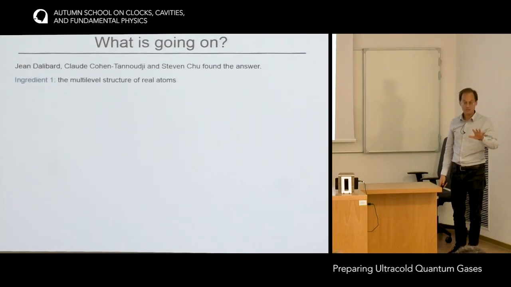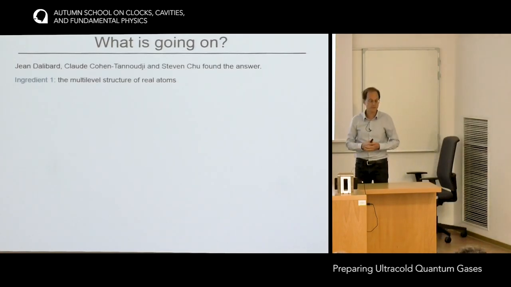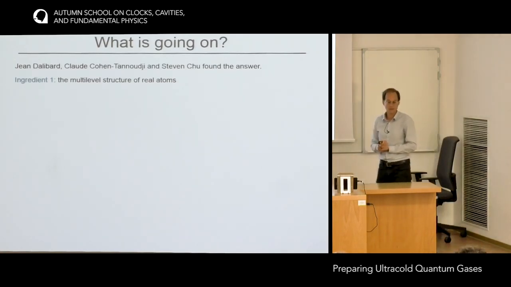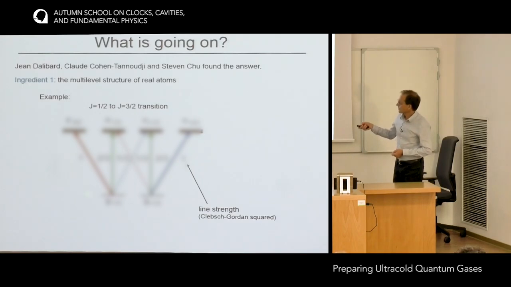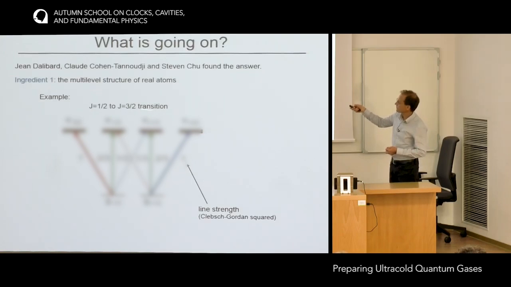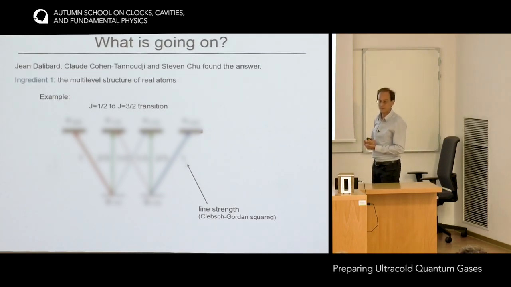First of all, sodium, or an alkali in general, is not a simple two-level system, which was assumed, of course, for Doppler cooling. It's a multi-level atom. For example, we could have an atom with a spin 1/2 in the ground state, and then optically excited you have a J equals 3/2 state. This is just the simplest possible scenario to explain the Sisyphus cooling effect, so that's why I chose it.